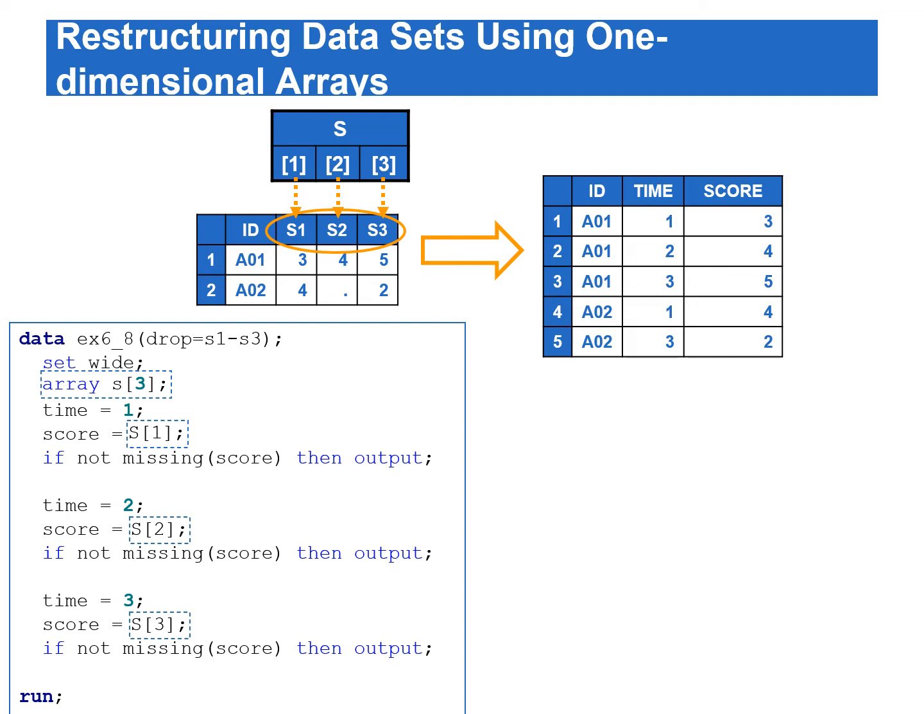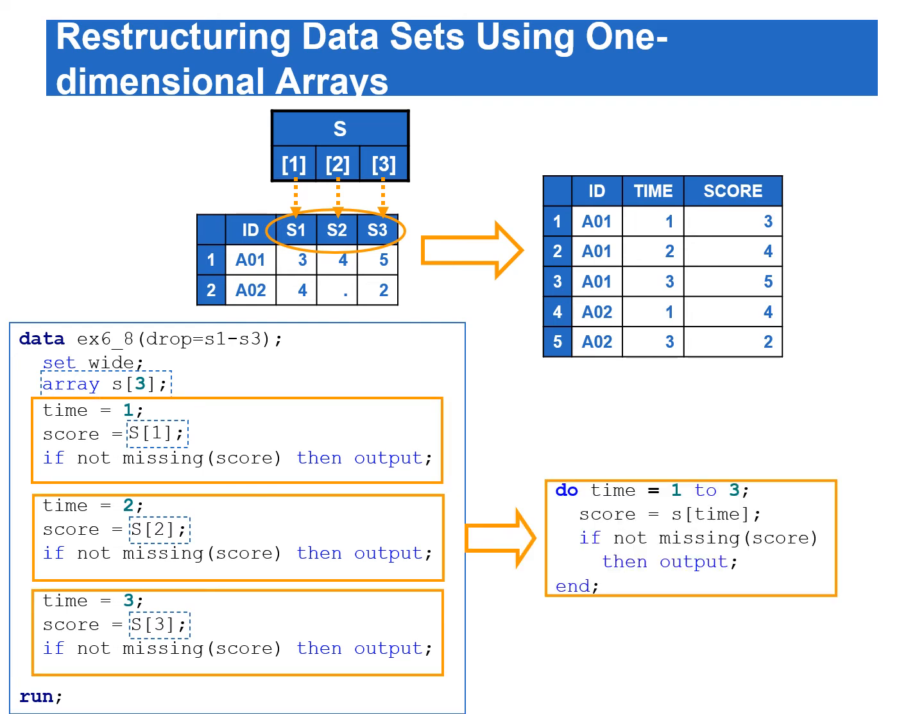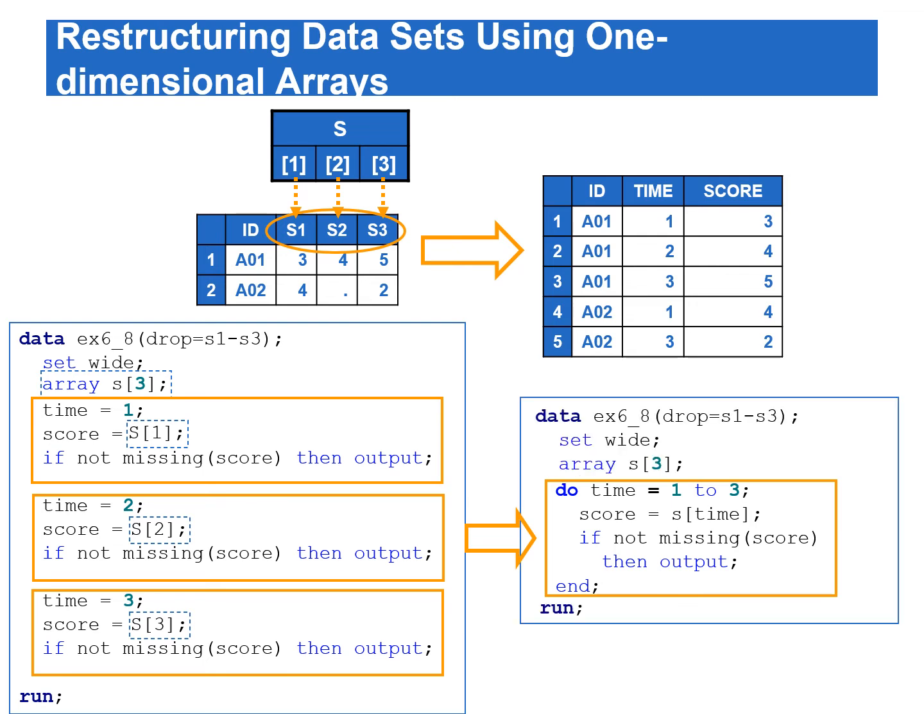First, we need to group the variables S1 to S3 into the array S. Within the program, instead of using variable names, S1 to S3, we need to change them to array reference, S1 to S3. The three almost identical blocks can be placed within an iterative do loop by using the time variable as the index variable. That's all we need to do to change this program. Here's the modified version of the program by using the array processing.